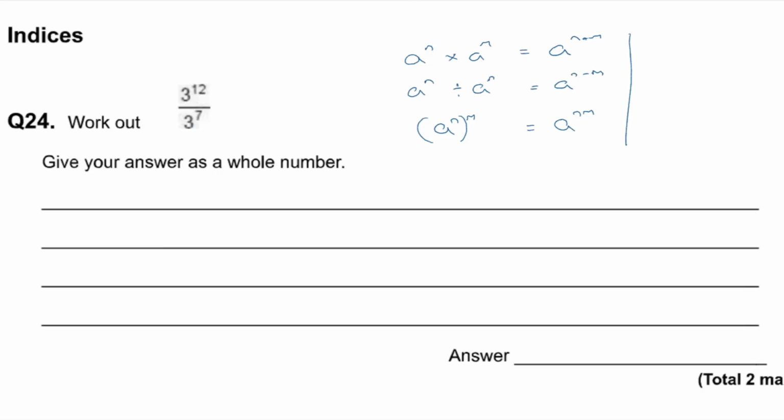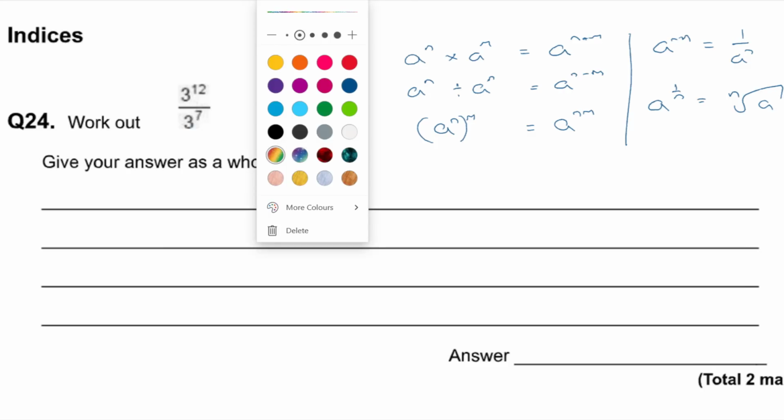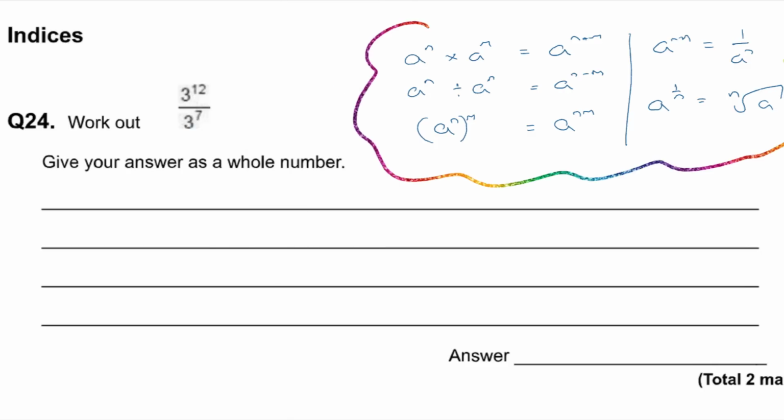Plus on top of that, you need to know what a negative index means, that a to the minus n is equal to 1 over a to the n, and you need to know what a fractional index is. So a to the power of 1 over n is the nth root of a. Okay, so that is the kind of assumed knowledge for this topic. So you need to know all that. That's a bit chunky. Let's just try that again. Okay, rainbow pen. So yeah, that's the info we need for this topic. Let's go through the questions.